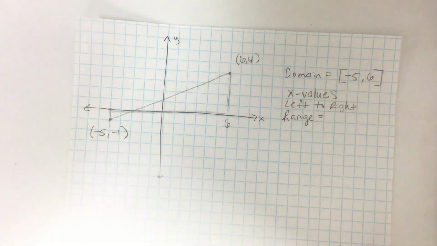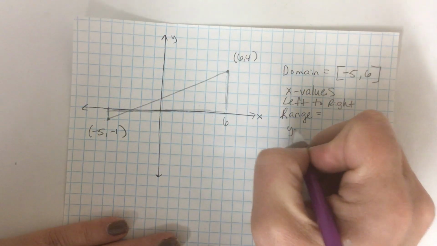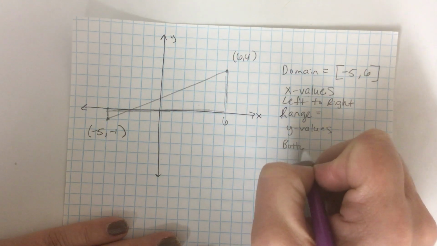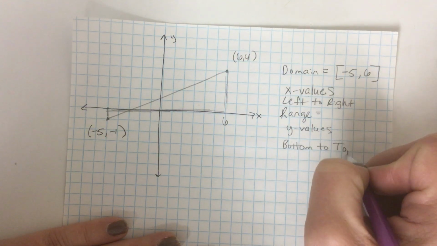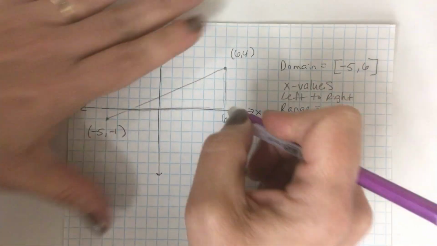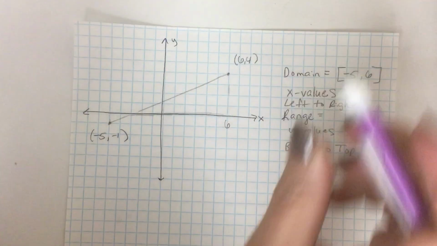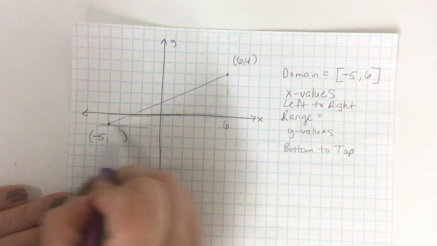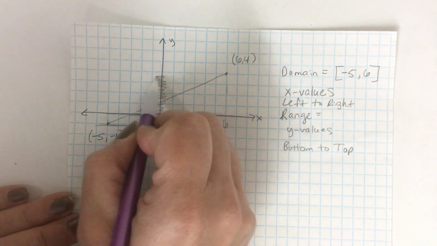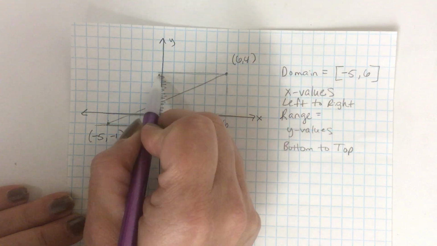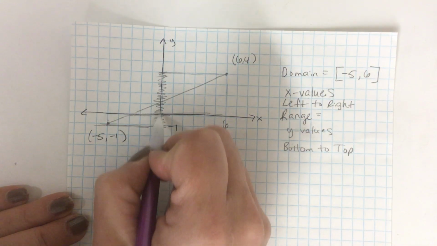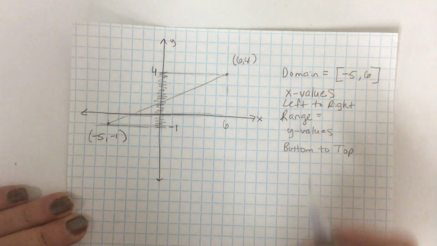Okay, the range is the y values, and so it goes from bottom to the top. Now we're not going to look at the x values, we're going to look at the y values. So the lowest y value is right there, and it goes all the way up until we get to the top y value, which is right there. So this is -1, and it goes all the way up to 4.